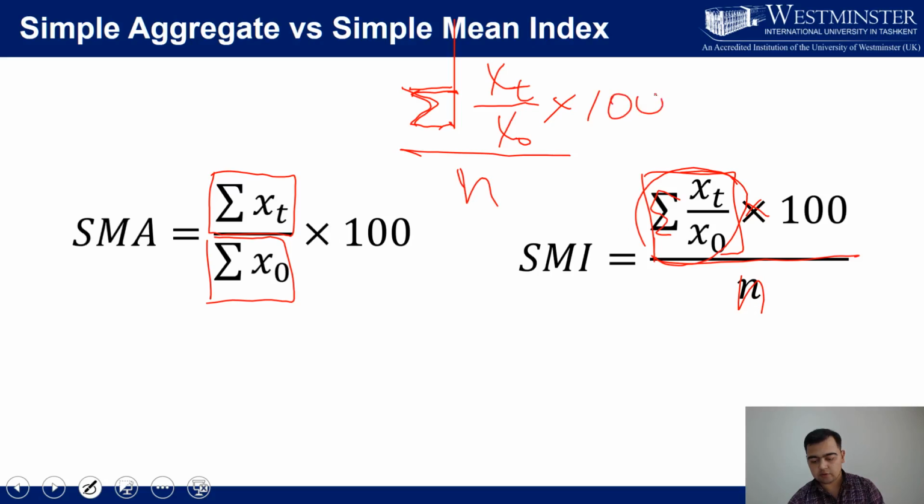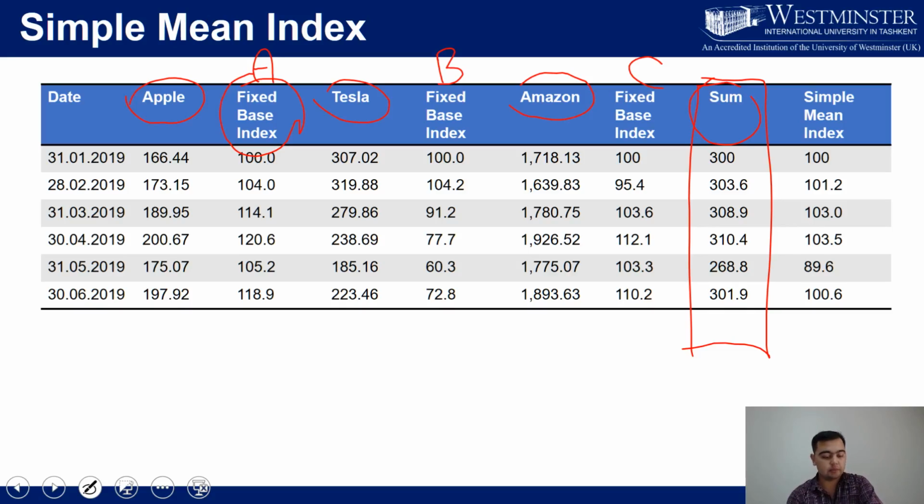I'm going to tell you one thing. I usually forget writing this multiplication by 100, but always remember you have to multiply by 100, okay? So we're going to divide it by n. N again is the number of companies that you have in your index. So here we have 3, and that's why all these individual numbers will be simply divided by 3 in order to get the simple mean index, okay?